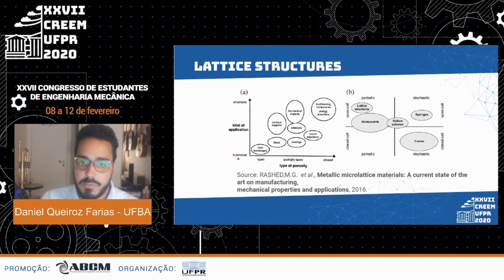These range from highly functional and open cell structures, which can be used as heat exchangers, to structural cell materials, which are usually closed, that can be used as load-bearing components and energy absorbers. On the graphic B, we can see the distribution between these different cellular materials coming from a periodic or stochastic type of pattern repetition, and also from an open cell or closed cell type of cellular material. We can see the lattice structures are usually characterized as open cell periodic materials.